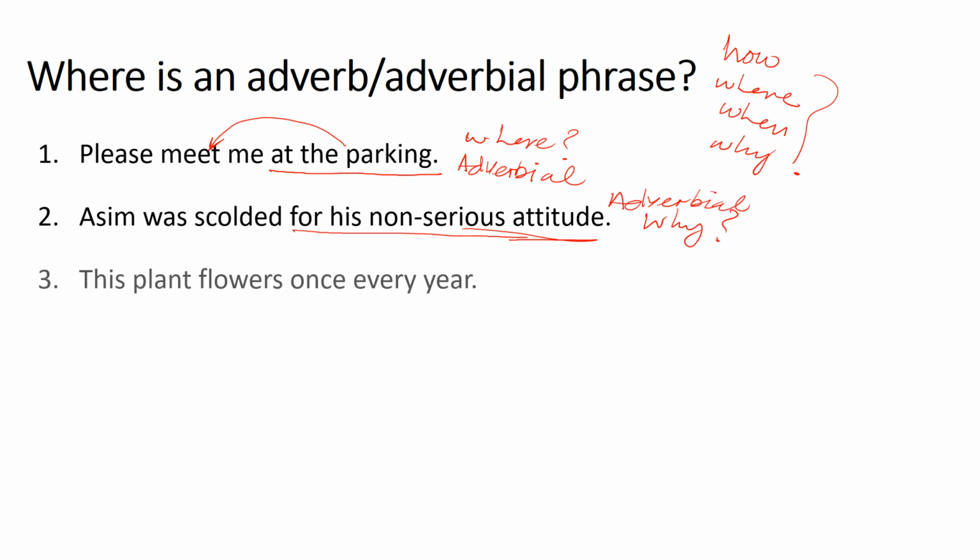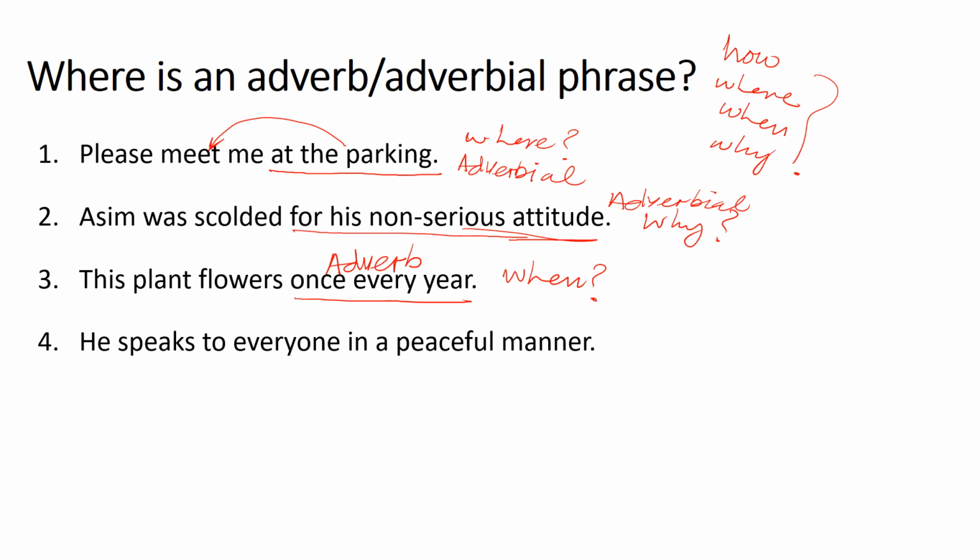Let's talk about the third sentence. This plant flowers once every year. When does this plant flower? Once every year. So it is the answer of when. So again it is an adverb phrase, not an adverbial phrase, because all of the words are adverbs.